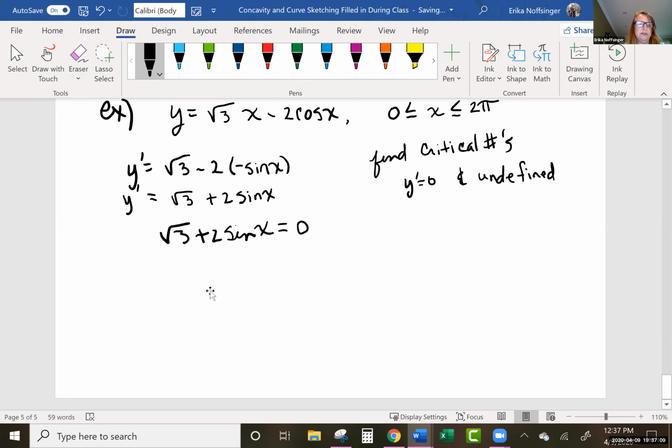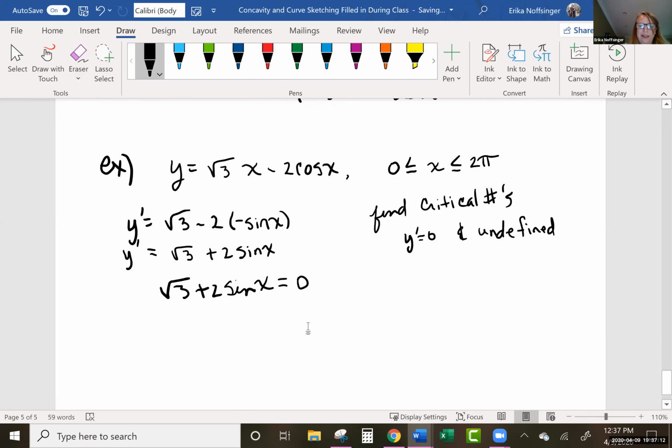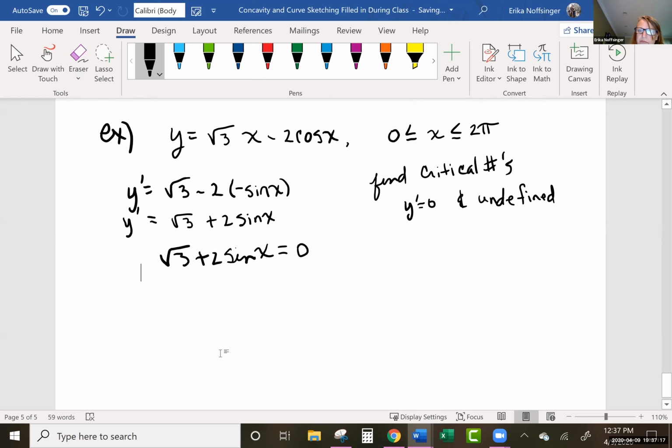I really know that that's equal to 0 an infinite number of times, and that's kind of why they probably limited my domain in here between 0 and 2 pi. Okay, so looking at this, I need to get sine x by itself. And so I could subtract root 3 and then divide by 2. So sine x is equal to minus root 3, and then divided by 2. And so we're looking at x values which give us back negative root 3 over 2.